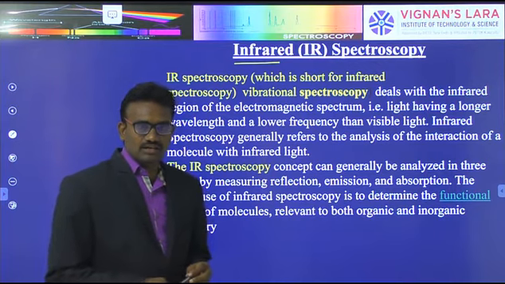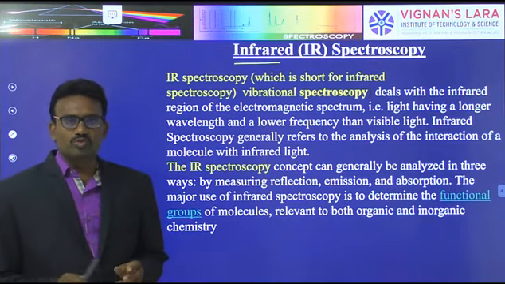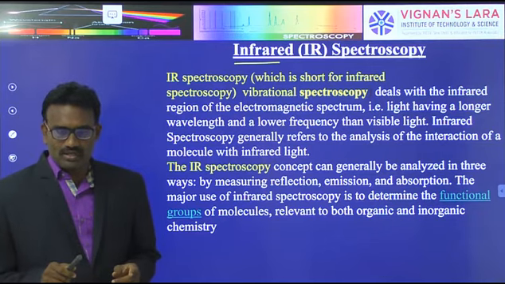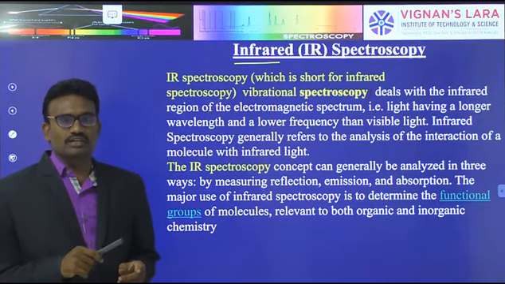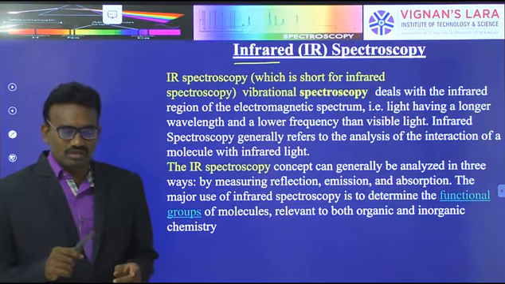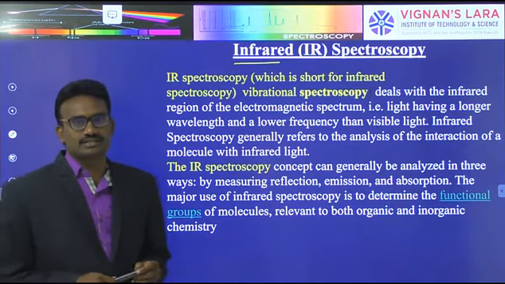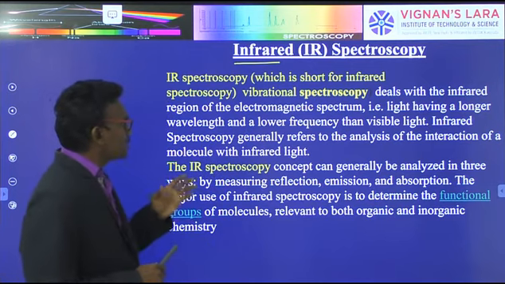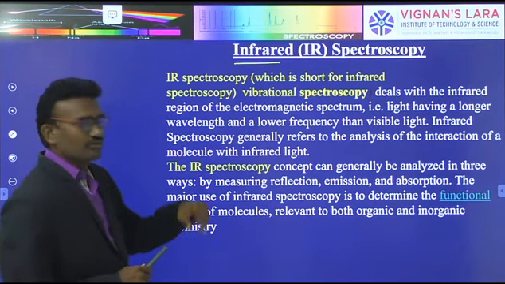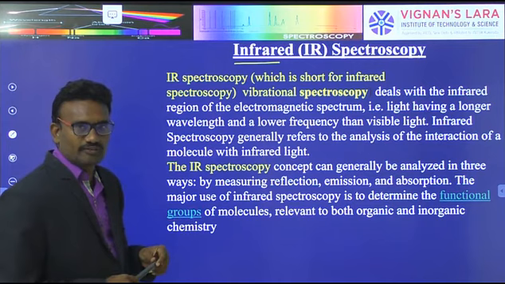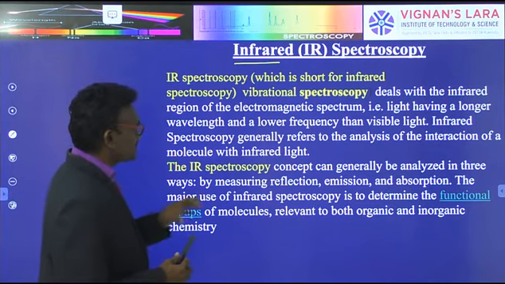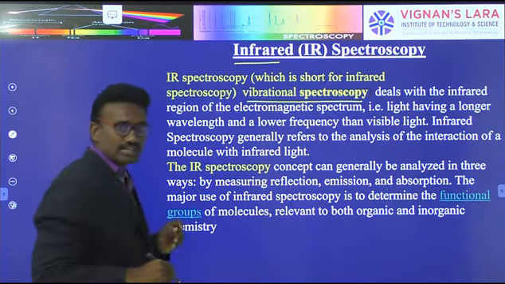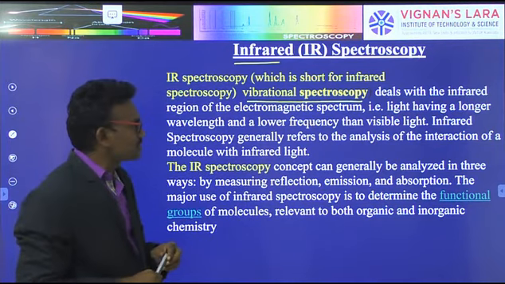Last class I discussed UV visible spectroscopy. UV visible spectroscopy works based on the transfer of electrons from the ground state to the excited state. But IR spectroscopy is based on the vibrations of atoms. So that's why it is also called vibrational spectroscopy.